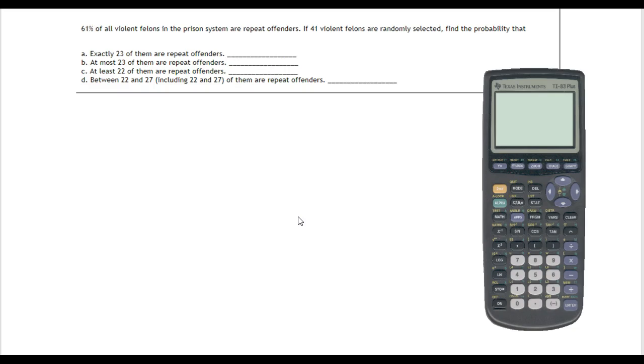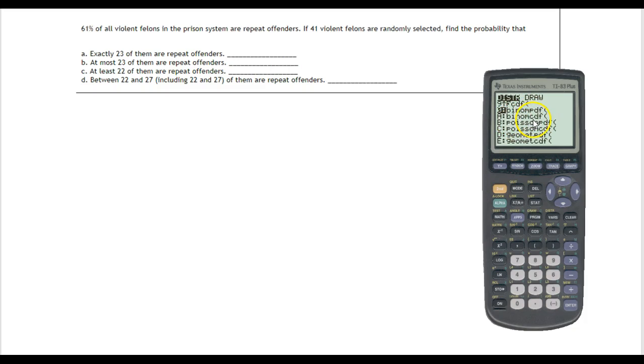Okay, here we're talking about exactly 23 of them being repeat offenders. So that's exactly 23, no more, no less. So in my calculator, I'm going to go to second, and you see the distribution here. So this is a binomial distribution. So second vars, that brings up our distributions. And I'm going to hit the arrow button and go up, and you'll see we have two binomials. This is a binomial PDF, and here's a binomial CDF.